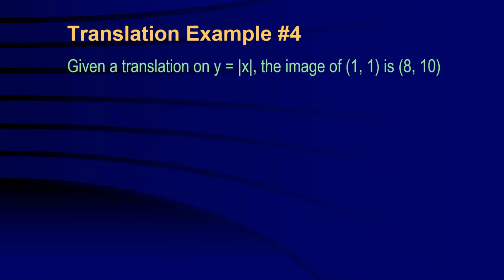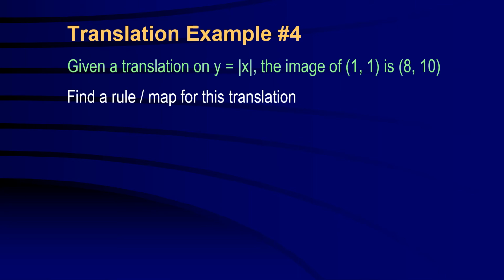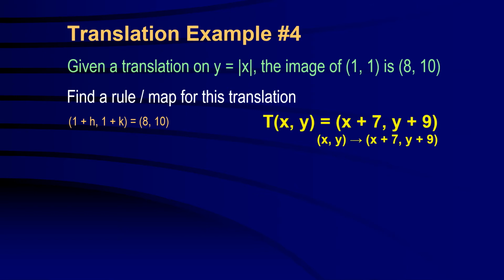Our newest translation example only provides the following information. Our pre-image is the absolute value parent function, and the pre-image point of (1, 1) has the image of (8, 10). So if we're going to find a rule for this translation, we'll need to understand that 1 plus h and 1 plus k have to eventually equal 8 and 10 respectively. Therefore, h is equal to 7, k is equal to 9, and we can either write the rule T of (x, y) equals (x plus 7, y plus 9), or feel free to write it as a mapping (x, y) goes to (x plus 7, y plus 9).